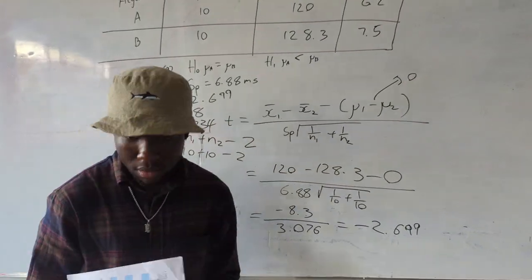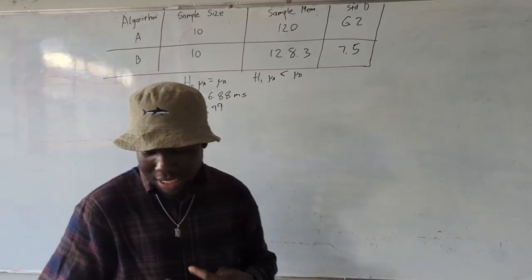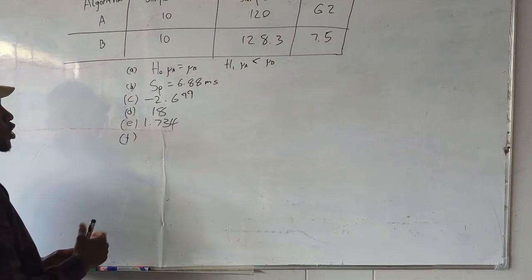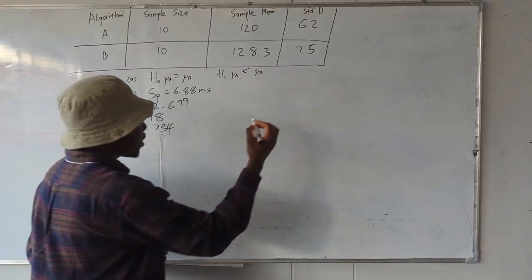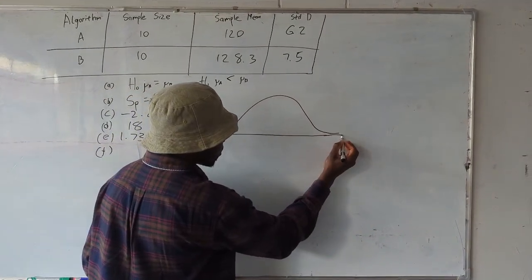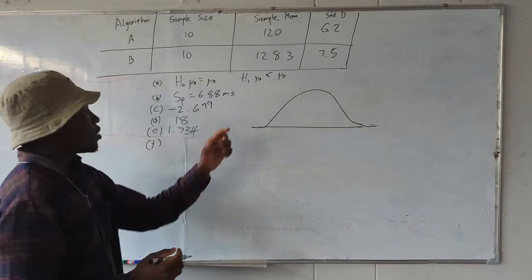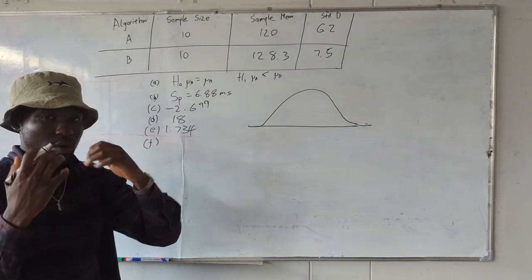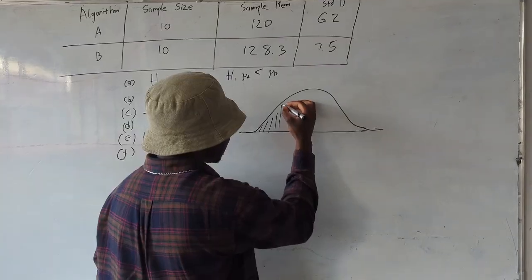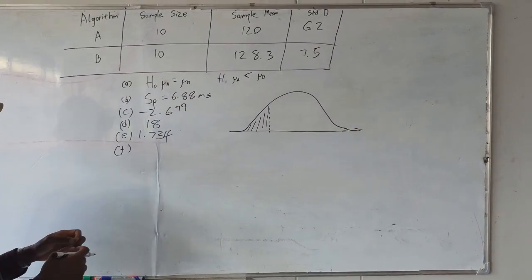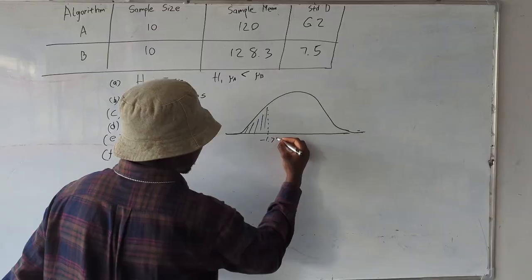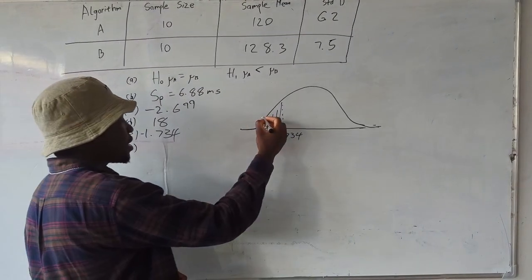So the answer for E was 1.734. Then we come to F: based on the calculated test statistic and the critical value, what conclusion can you draw about the performance of the two sorting algorithms? For the alternate hypothesis, we're saying algorithm A is less than B. If we draw our graph, we assume a normal distribution, a bell shape, and the alpha we are investigating is on the left side. The critical value is negative 1.734, and this is the rejection region.